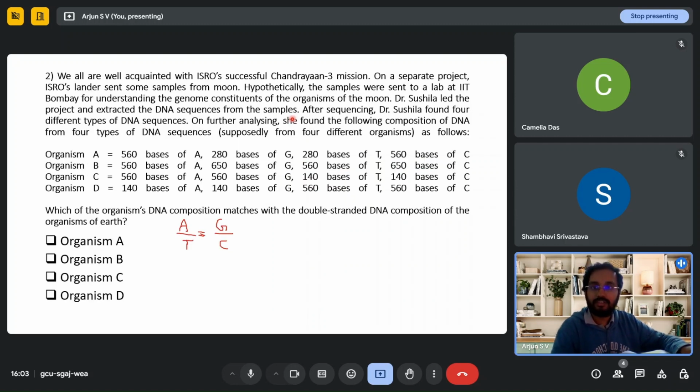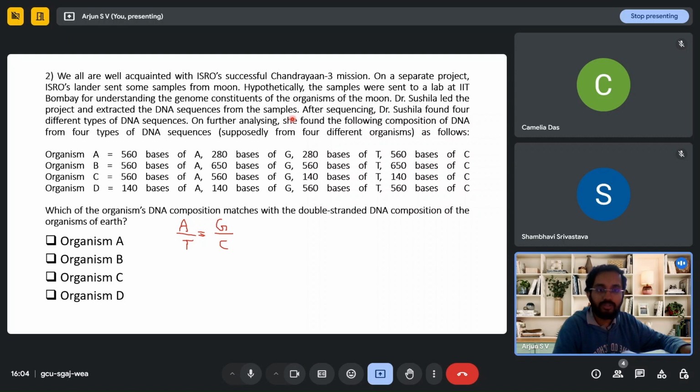The second question shows four organisms with different compositions of adenine, guanine, thymine, and cytosine. You must use Chargaff's rules here to find out which organism will match the double-stranded DNA composition of Earth's organisms. Chargaff's rule states that the number of adenine residues will be equal to the number of thymine, and guanine will be equal to cytosine because of complementary base pairing, and the ratio of A by T will be equal to the ratio of G by C.